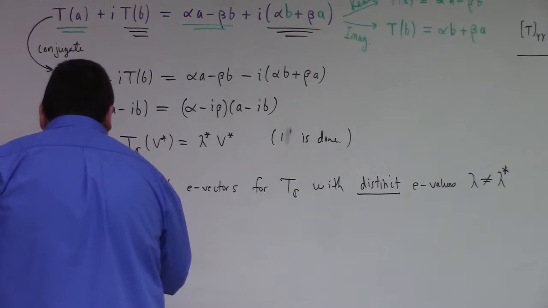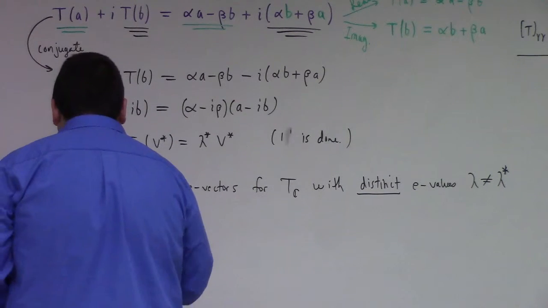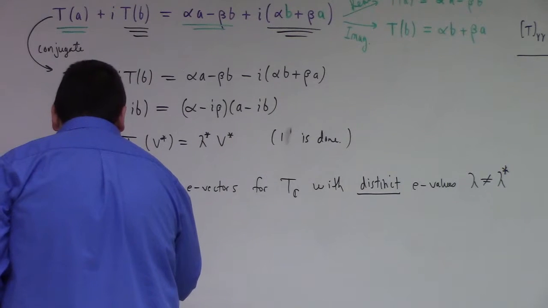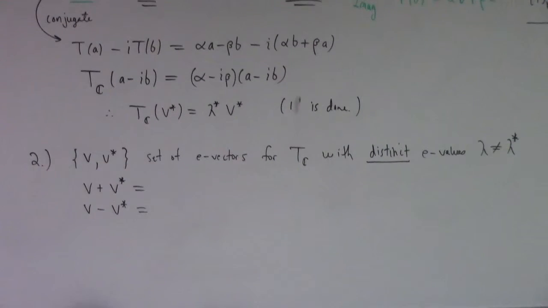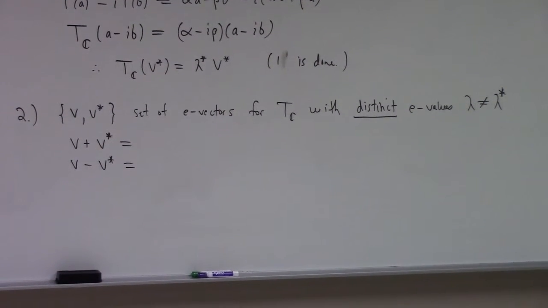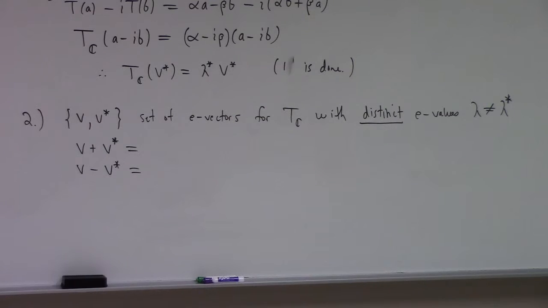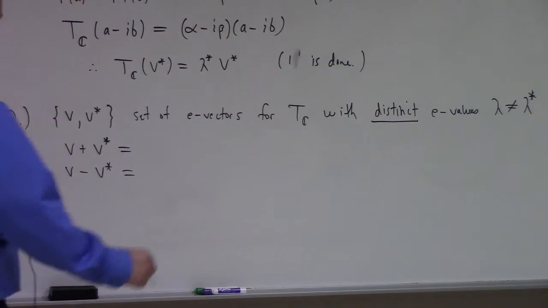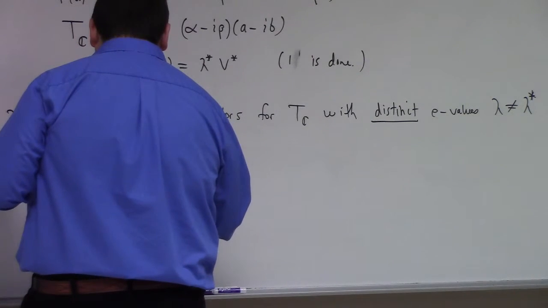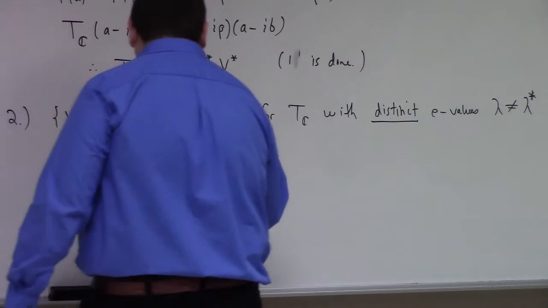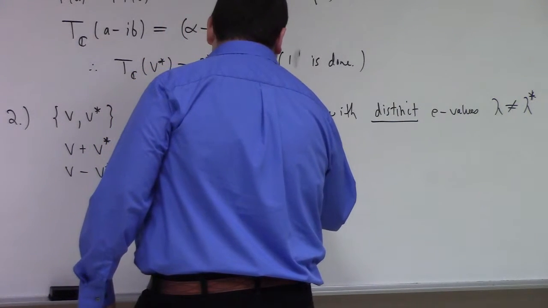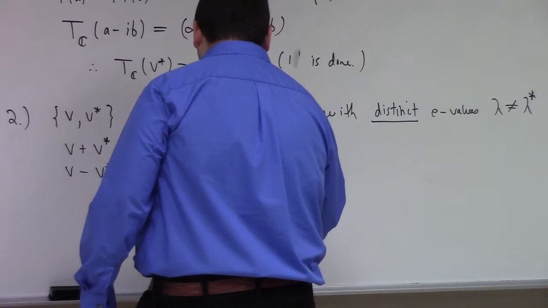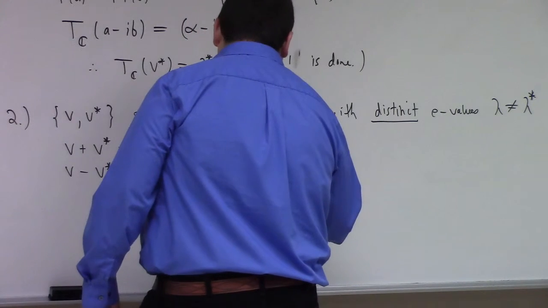So v plus v star, what's that equal to? And what's v minus v star equal to? What's the sum of the eigenvectors? See what happens when you add v and v star? You get what? I heard it. 2a. And this gives us 2ib, right? So therefore, a is equal to 1/2 of v plus v star, and b is equal to 1/2i of v minus v star.